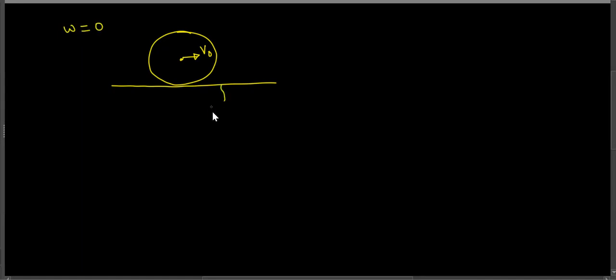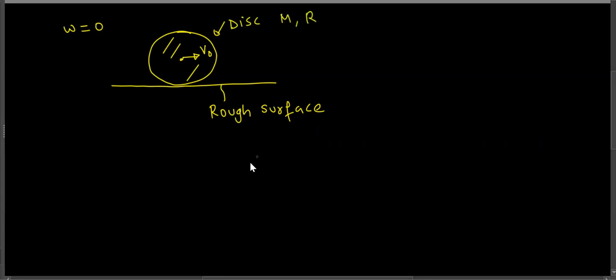Suppose I take a disk. Right now, only center of mass velocity is given. So let's call this V naught. So omega is absent. But we are saying that this is a rough surface. Now, for our discussion, we are saying this is a uniform disk, with mass m and radius r.